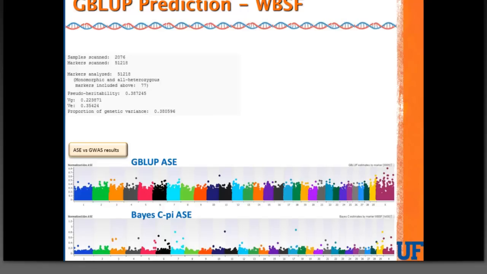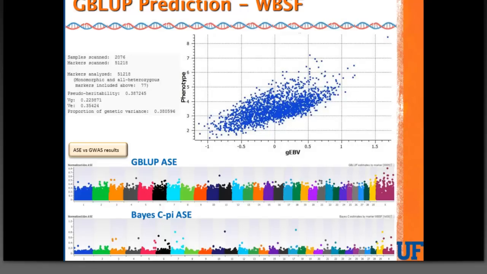And we can run these plots directly in SVS. We can also look at the real phenotype. In this case, the real phenotype is the Warner-Bratzler shear force, and the genomic EBV, to get a feel for the correlation between the phenotype and GEBV.